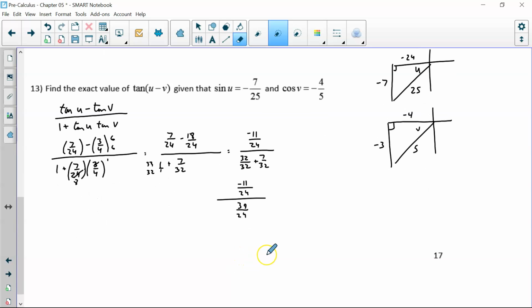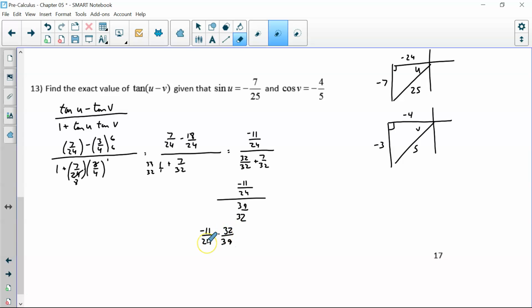Now, fractions represent division. We don't divide fractions, we multiply by the reciprocal. Keep, change, flip. Negative 11 over 24 times the reciprocal, 32 over 39. Excuse me, I said 24 earlier, but that should be a 32. It should be times 32 over 39. That would have worked out too nicely.